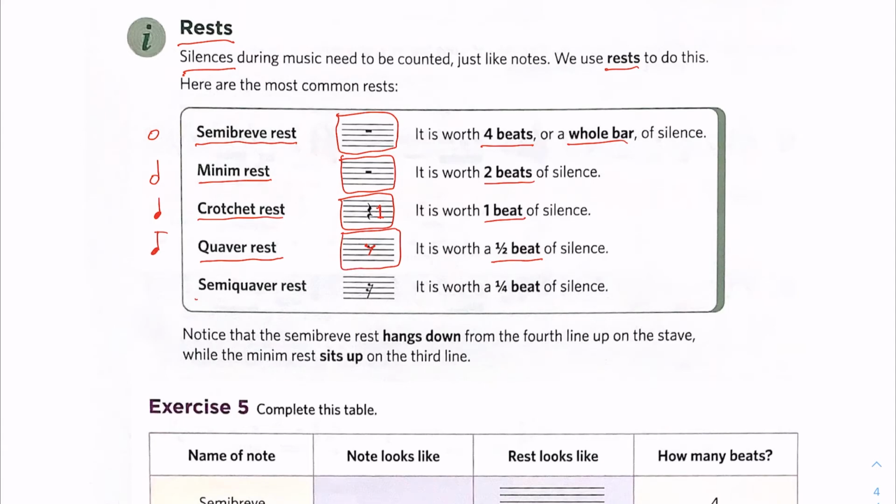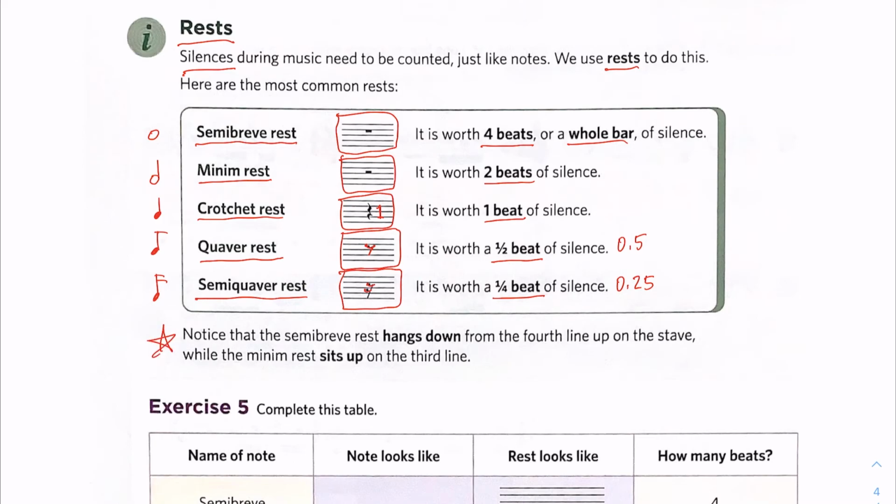And next we have a semiquaver rest. Semiquaver is the one with 2 tails and it's worth 0.25. So here I'm going to write down 0.25. For the semiquaver, it is 0.25 or a quarter beat of silence. Semiquaver rest looks like a quaver rest, but because there are 2 tails in the semiquaver, the rest also has 2 of these instead of 1. So this is a semiquaver rest.